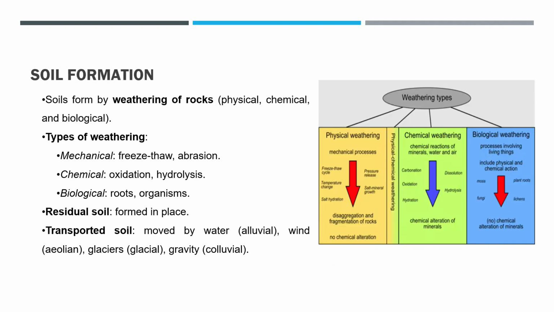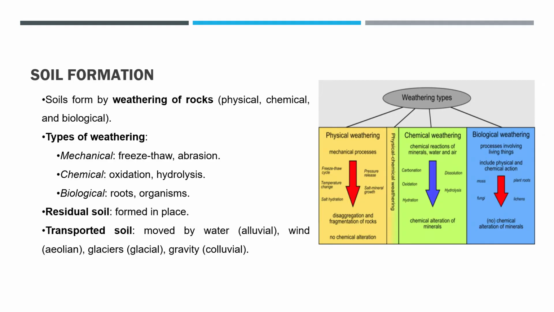The next slide is about soil formation, how the soil is formed. Soil is formed by weathering of rocks. Weathering is the disintegration or fragmentation of rocks. This disintegration or fragmentation may be by three means, or we have three types of weathering. First one is physical weathering, second is chemical, and next is biological weathering.